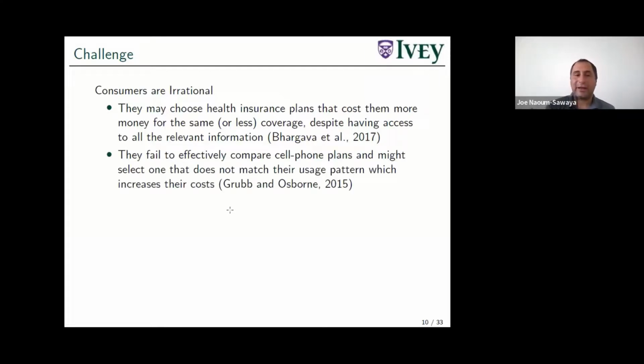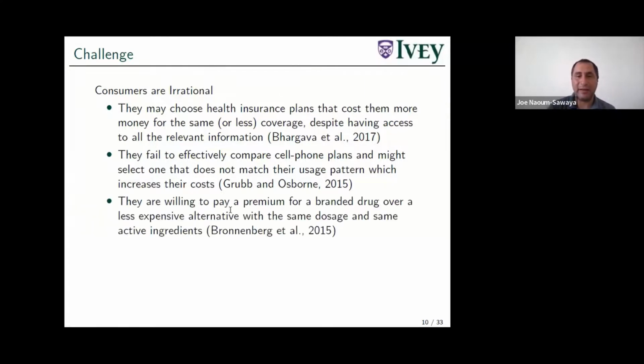Again, another example, also from the consumer behavior literature, is that it's very common that you pick a cell phone plan that doesn't really match what you need. And you pay a lot more for this than you would pay if you were able to pick the best cell phone plan.